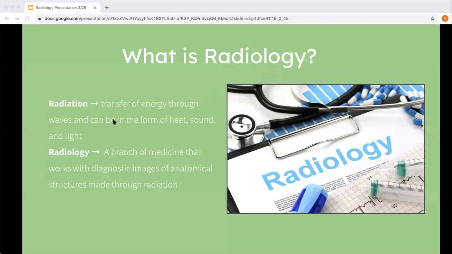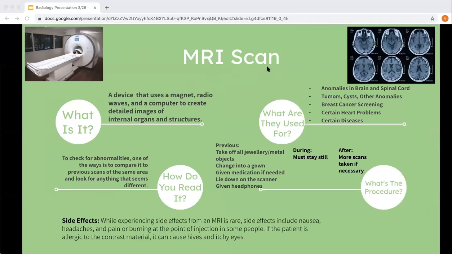And now we're going to move on to MRI scans. It looks like the person who is going to read this slide is not here today, so I'll probably try to read it.